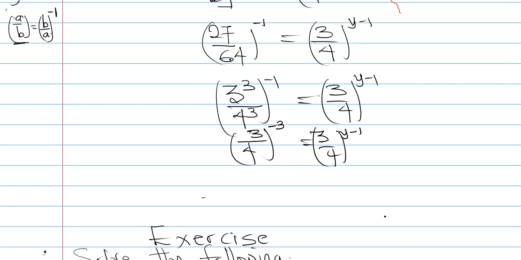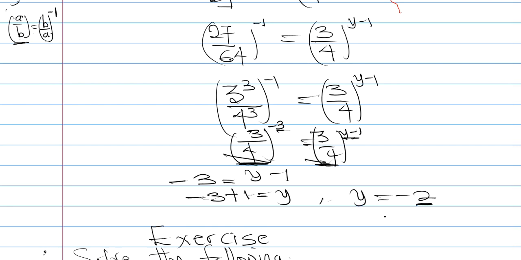Now, according to the law of indices, you can see that we have the same base here, right? That means this one is going to cancel. We now have the power here equal to this value. It makes minus 3 equal to y minus 1. It makes minus 3 plus 1 equal to y. That is, my y is equal to minus 2. That is the final answer.